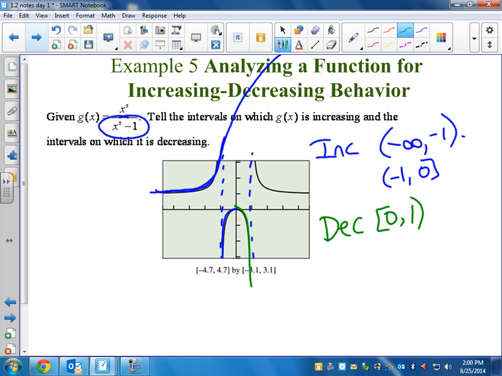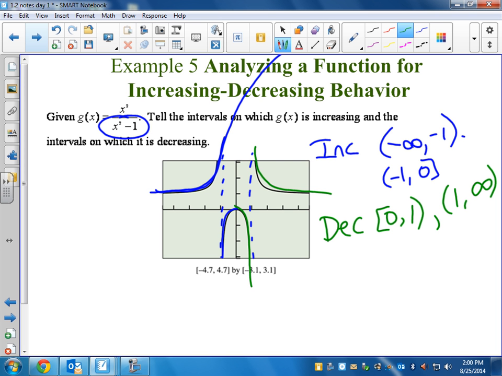No, it's an asymptote. Can't include asymptotes, they're not part of the domain. Then what happens? Skip over the asymptote, what happens with this part of the graph? It's also going down, which means decreasing, so I can say also from 1 to infinity. If you put the 0s in parentheses, I'm okay with that too.